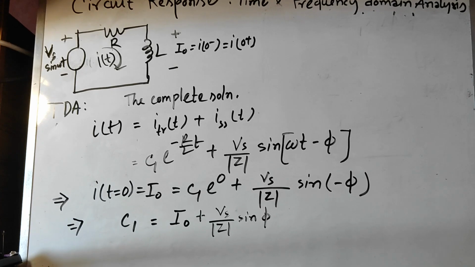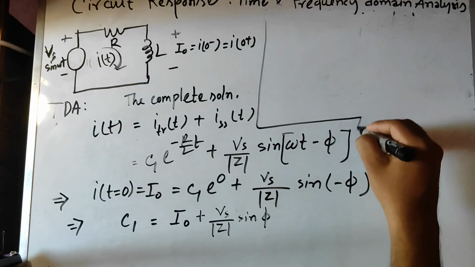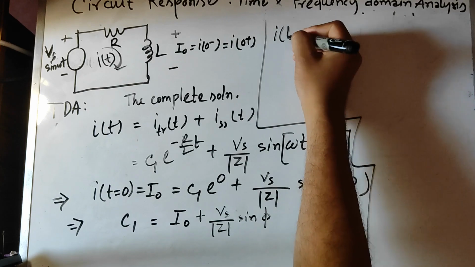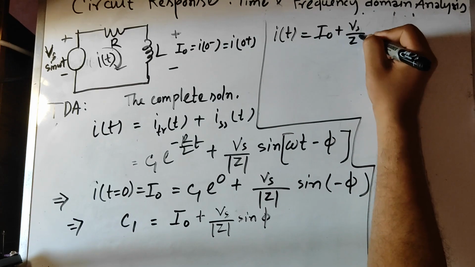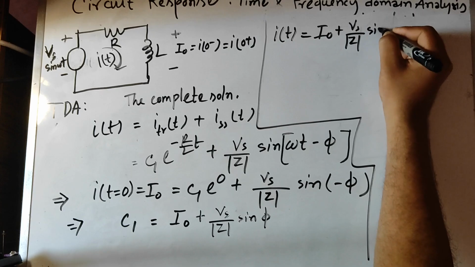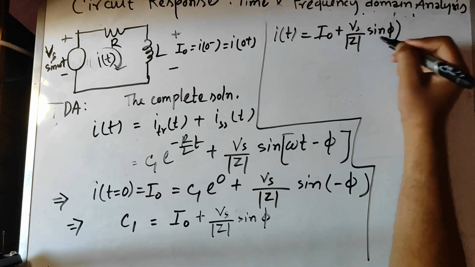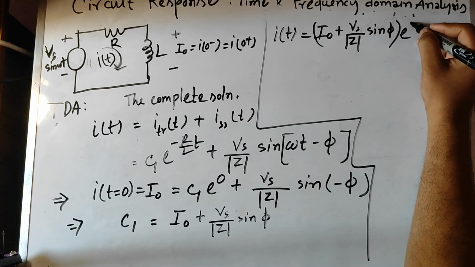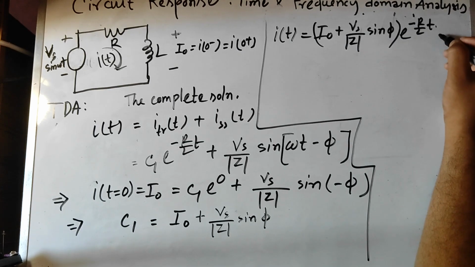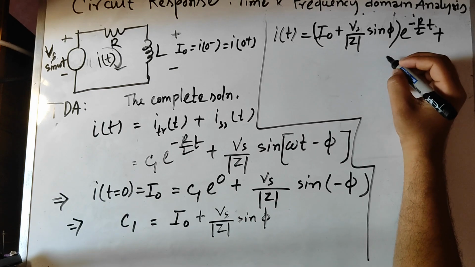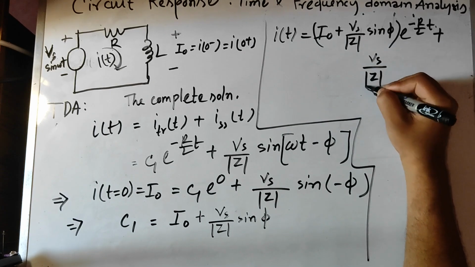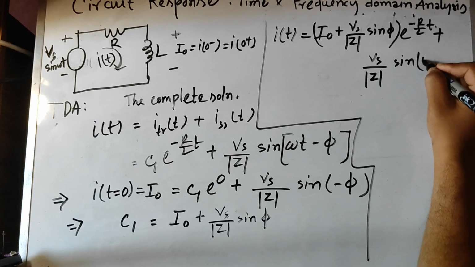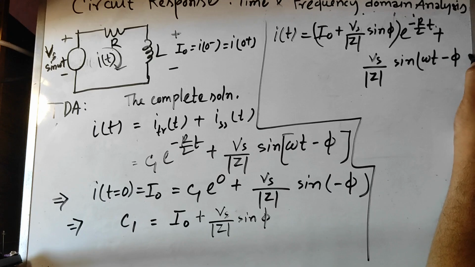If we replace this, let me write here, so i(t) equals Io plus Vs by z sine phi, times e to the power minus R by L t, plus the particular integral Vs by z sine omega t minus phi.